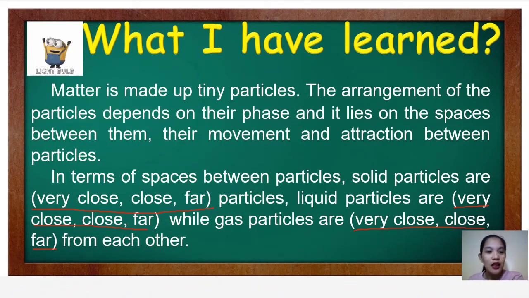Read it with me. Matter is made up of tiny particles. The arrangement of particles depends on their phase and it lies on the spaces between them, their movement and attraction between particles. In terms of spaces between particles, solid particles are very close, close, or far particles. Liquid particles are, is it very close, close, or far? While gas particles are very close, close, or far from each other. What do you think? What are the words to be underlined in order to complete the thought of the paragraph?